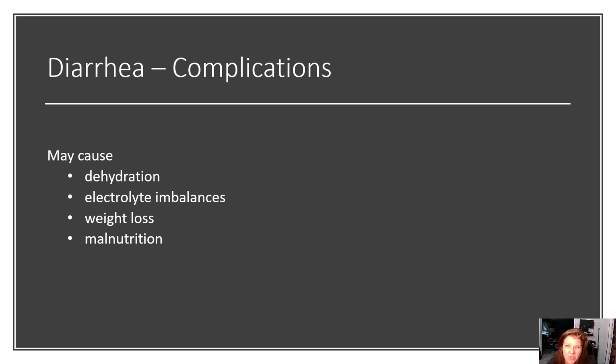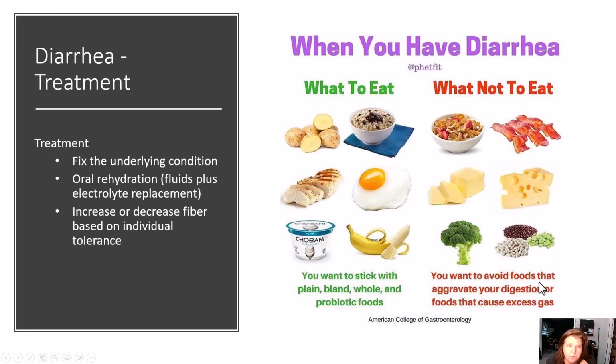And remember, our electrolytes, potassium, sodium, and chloride, these are very significant to many functions in the body, including muscle contractions with the heart and nerve reactions. Then we also have potential problems with weight loss and malnutrition because of nutrients that are not being absorbed. So with diarrhea, ultimately our goal is that we fix the underlying condition that's causing the diarrhea. That's first most important.